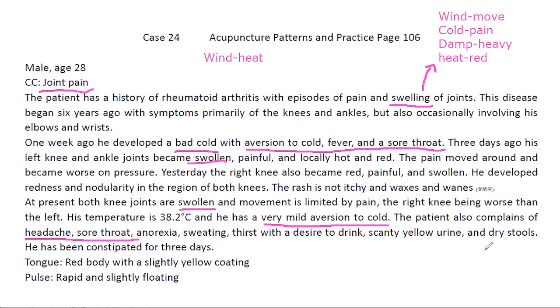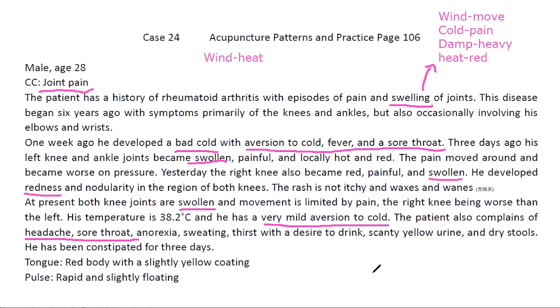They only talk about swelling locally, but we didn't see heaviness, and we didn't see damp signs in the tongue and the pulse.